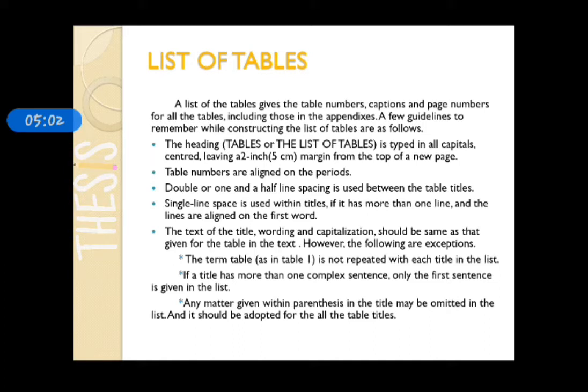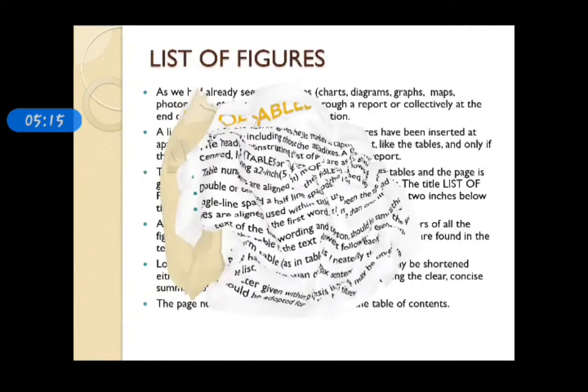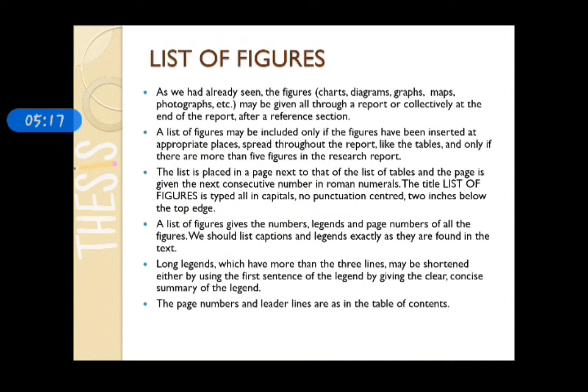If the title has more than one complex sentence, only the first sentence is given in the list. Any matter given within parentheses in the title may be omitted in the list, and it should be adopted for all the table titles.